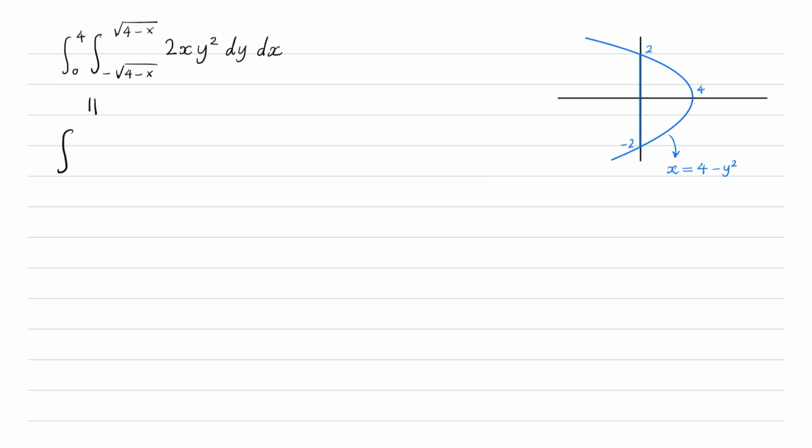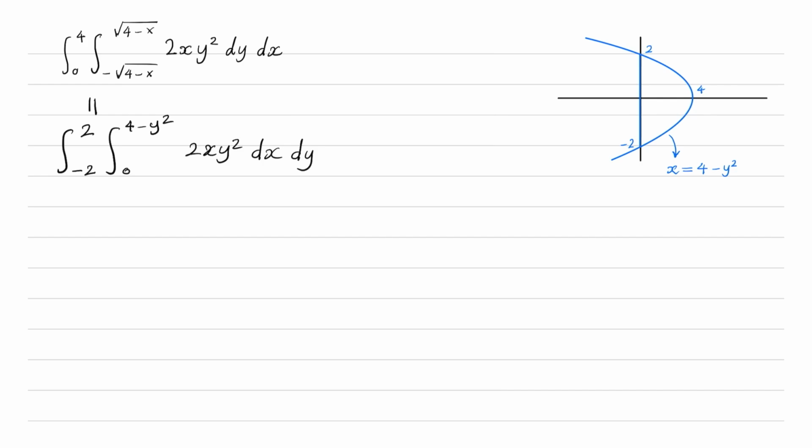So this time, we can say that y changes from minus 2 to 2, and for any fixed y, x changes from 0 to the point on the parabola, which is 4 minus y squared. So we get the integral from 0 to 4 minus y squared. The function doesn't change. dx dy.